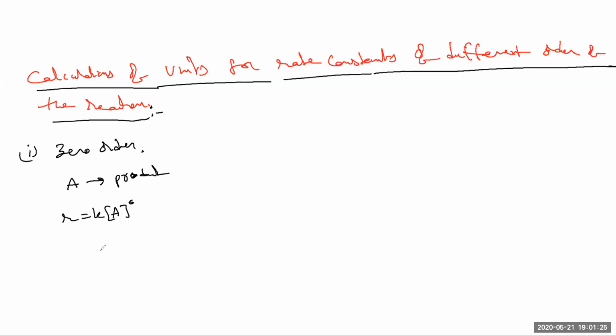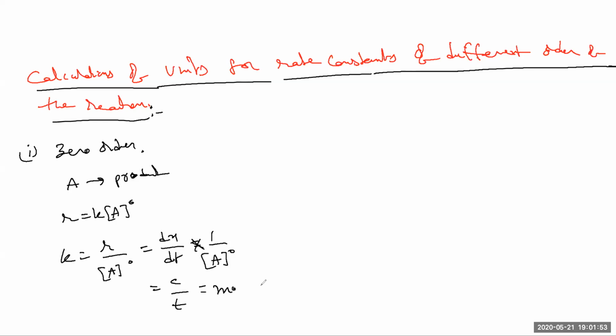And K is equal to, what is the formula? R by A power 0. So what is R? dx by dt. That is equal to dx by dt into 1 by A power 0. What is A power 0? 1 only. And what is the change in concentration? dx means change in concentration, that is simply C by t. What is C? Moles per liter. And time means time inverse, or second inverse I am writing.